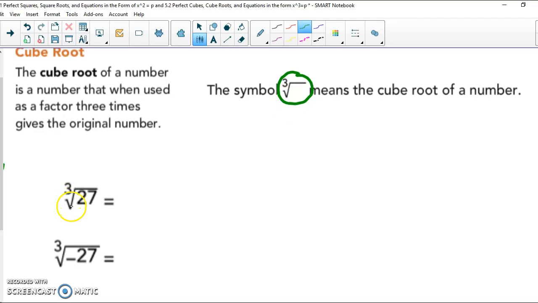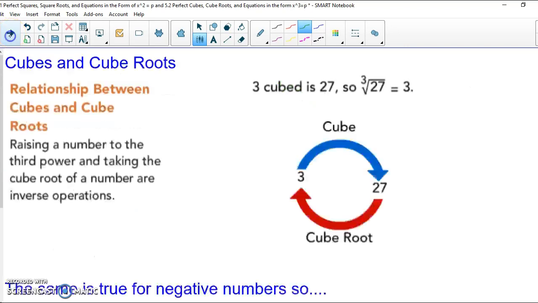So when I see this, I'm looking for the number that can be multiplied by itself 3 times. So we would think, okay, 3 times 3 is 9, 9 times 3 is 27. Now in this case, positive 3 is the only answer that will work because negative 3 cubed would give me negative 27. So that's one small distinction between square roots and cube roots.